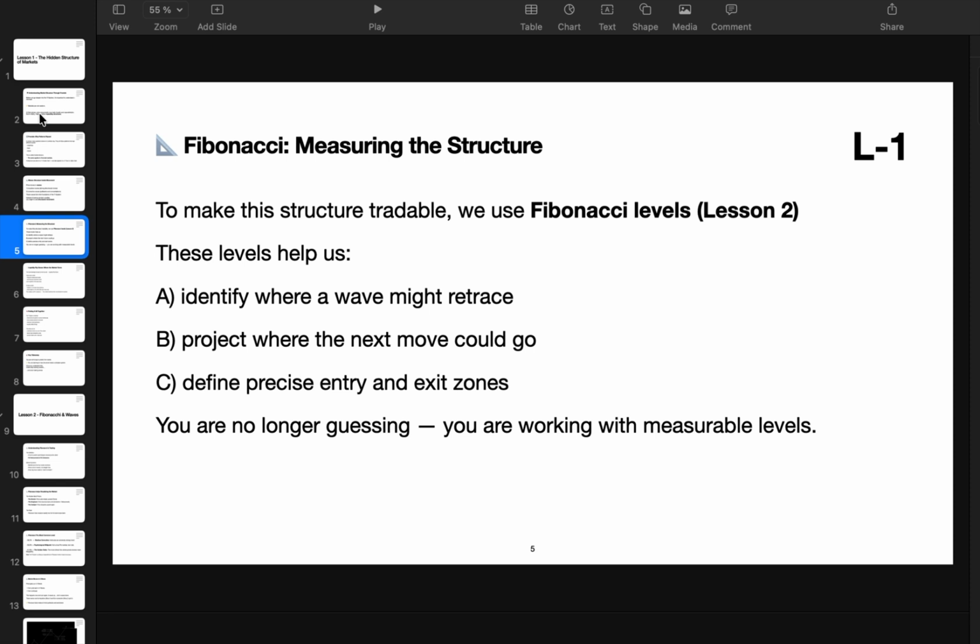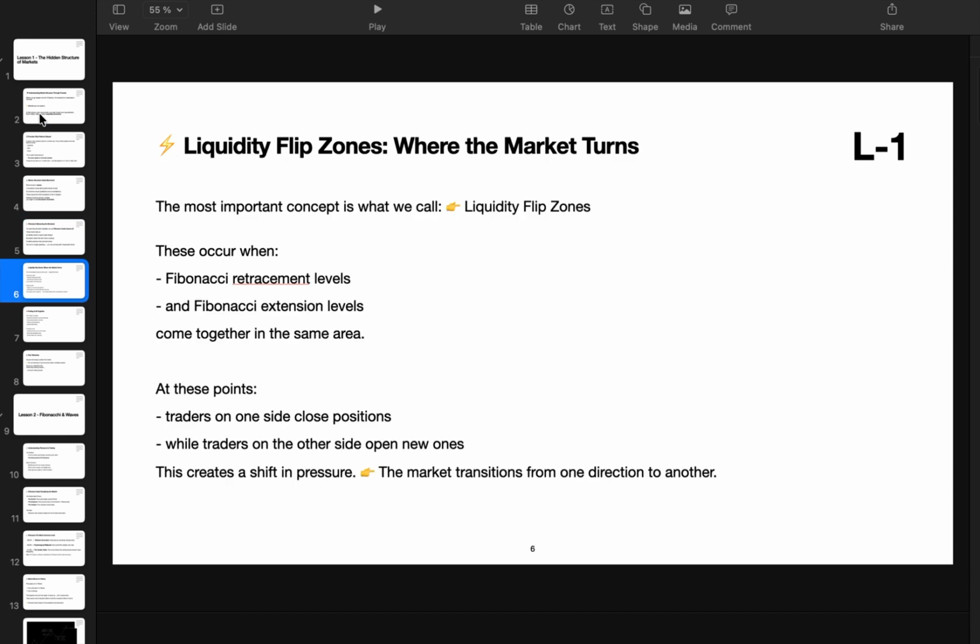What we don't want to talk about now is the Fibonacci tools and levels and how we use them, because that's what lesson 2 is about. In the second tutorial, I will show you how to use these tools, and you will see it's pretty easy once you have set it up.